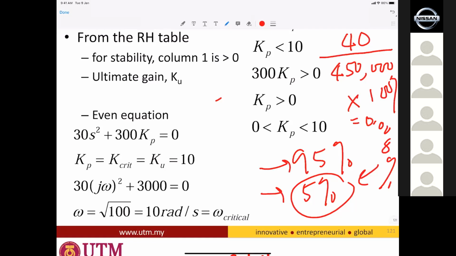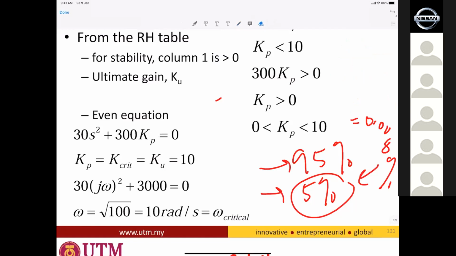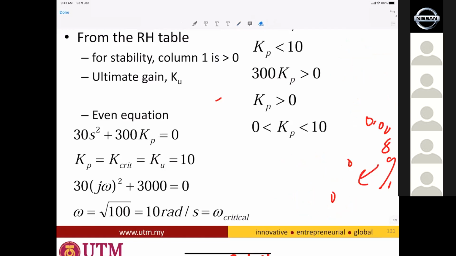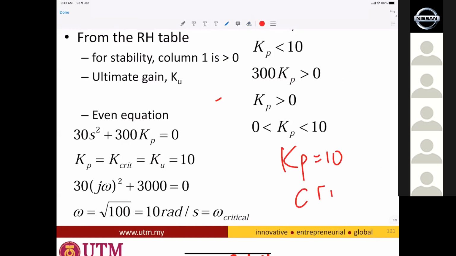So that's why I insist on this, the value of Kp, so that students understand. If the value of Kp is inside the range, it is stable. Out of the range is not stable. But if Kp is equal to 10, this is critical, where Ku and omega u occurred. So we take this value 10.